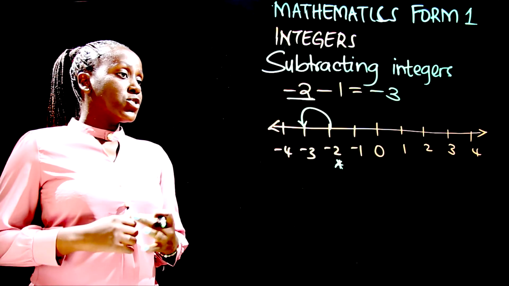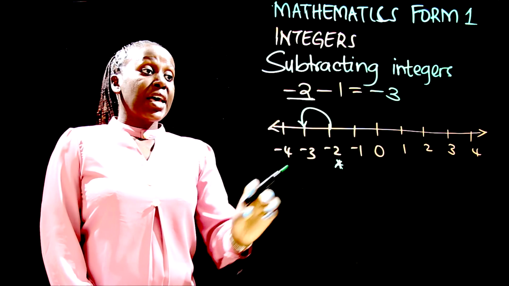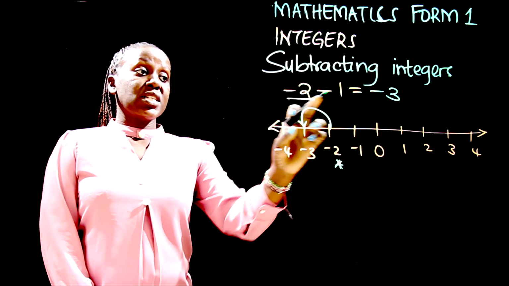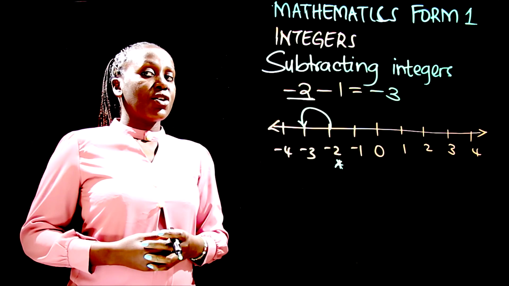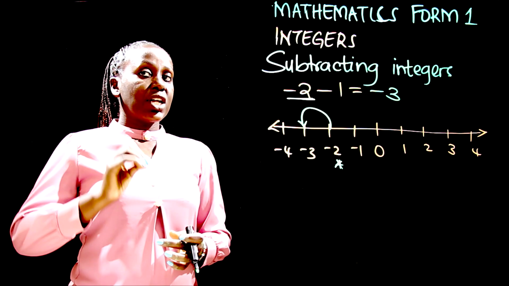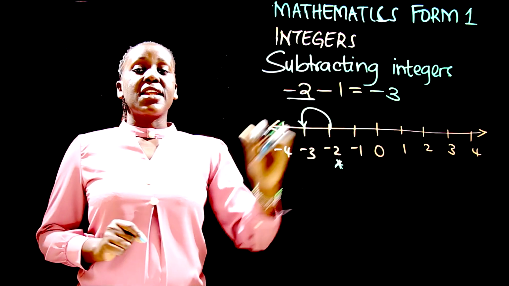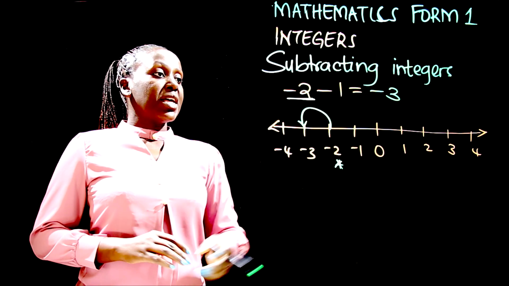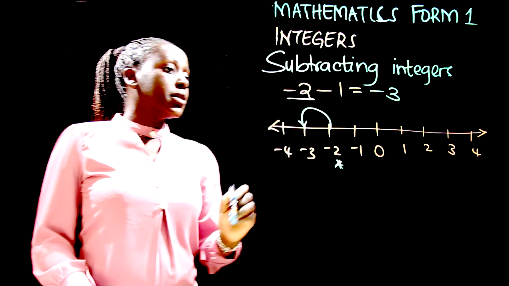Now reasoning out, you ask yourself, you have a debt of 2 shillings and another debt, because this is negative, of 1 shilling. So you have a total of 3 shillings as debt. And if it is debt, then it is negative. So the answer will be -3. Let's look at another example.